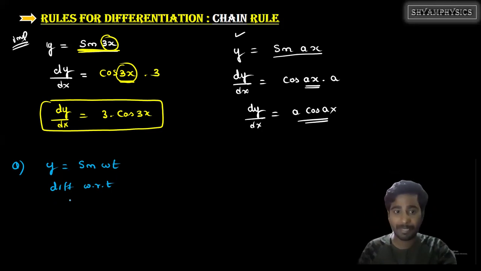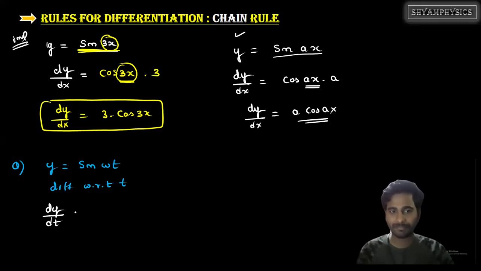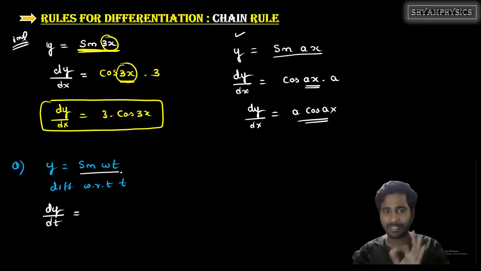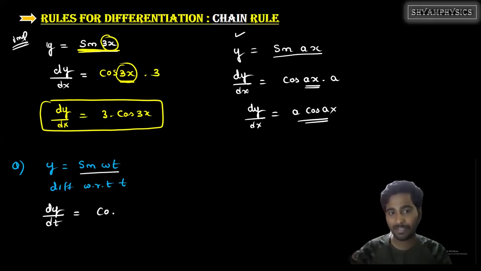Not with respect to x, with respect to time, this is t. So how to write this value? We have to write this as dy by dt. Now it is completely in terms of time. So sine x, instead of the given sine t, what you need to do? Simple, sir. Now it is sine omega t, so we'll write this as cos omega t.